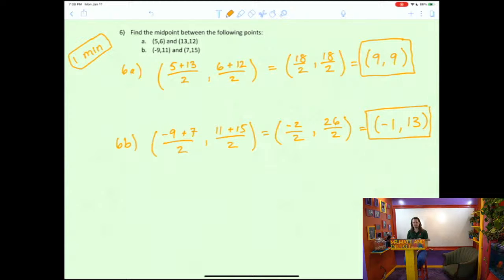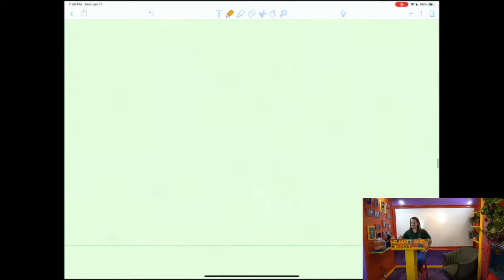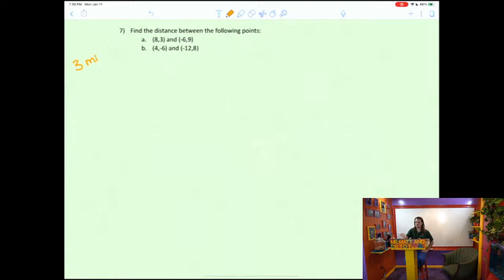If you have any questions, then please let me know. Otherwise, let's look at question 7, and this is going to take us up to the end of class today. I'm going to give you 3 minutes. I'd like you to please use the distance formula to calculate the distance between the following 2 pairs of points, I should say, 8, 3 and -6, 9, as well as 4, -6 and -12, 8.